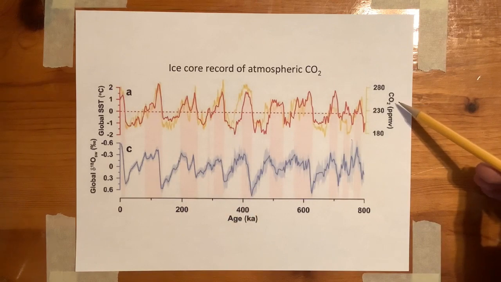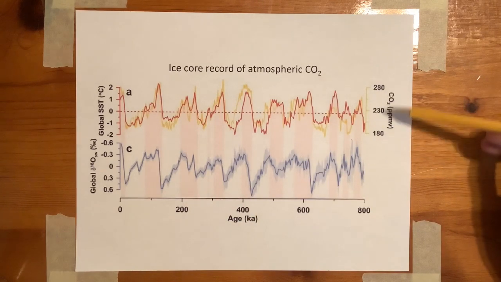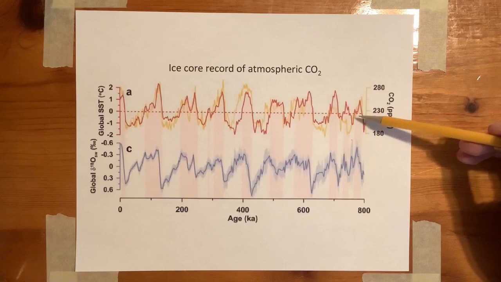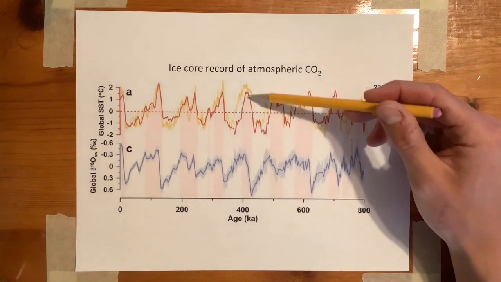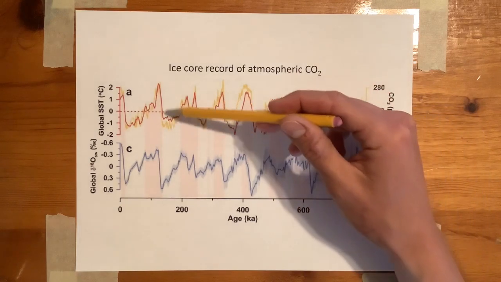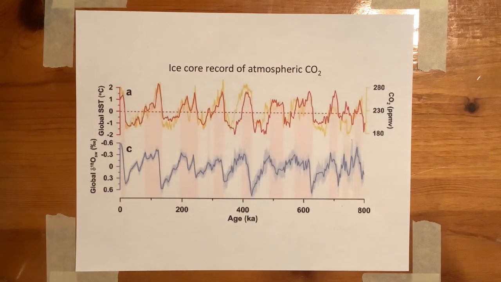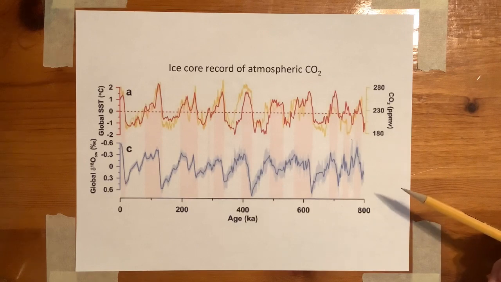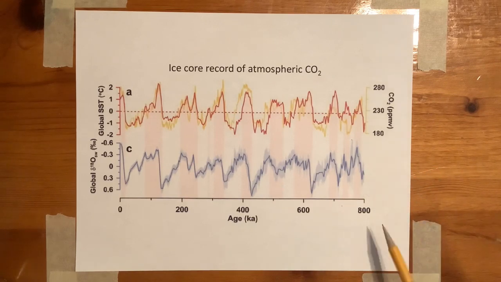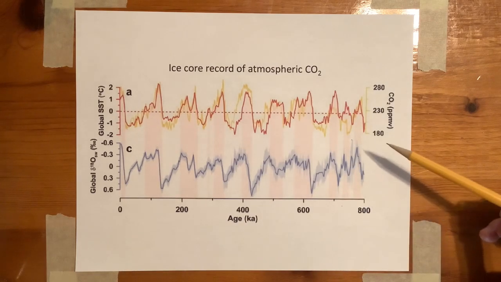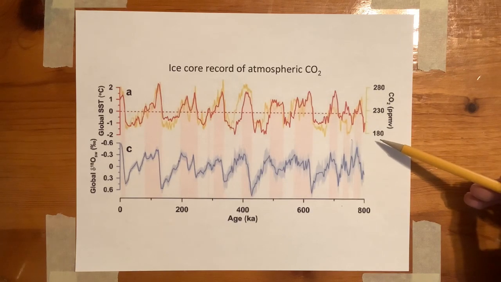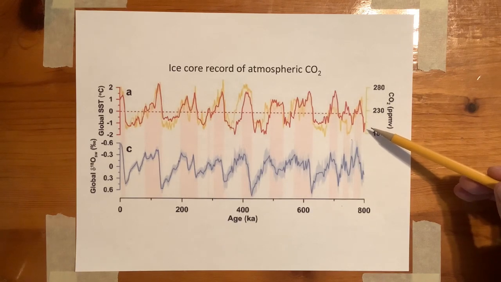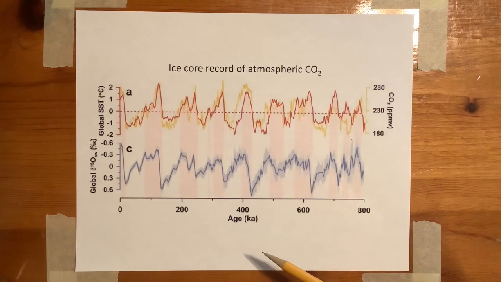So CO2, the axis is over here on the right, corresponds to this yellow curve. This yellow curve you can see going like this is the ice core record of CO2 concentration of Earth's atmosphere over the last 800,000 years. Again, importantly, this is not a climate proxy here. This is a direct measurement of the atmospheric conditions over the last 800,000 years.